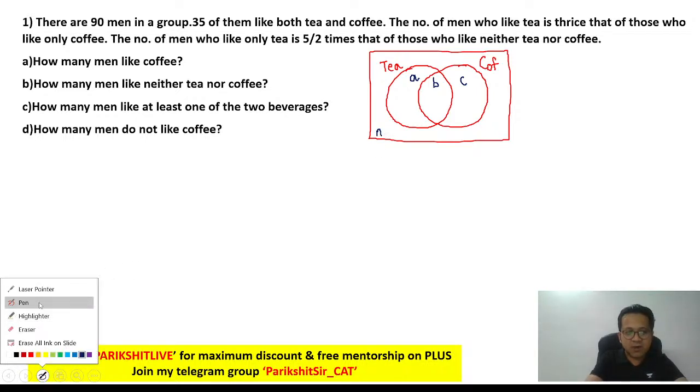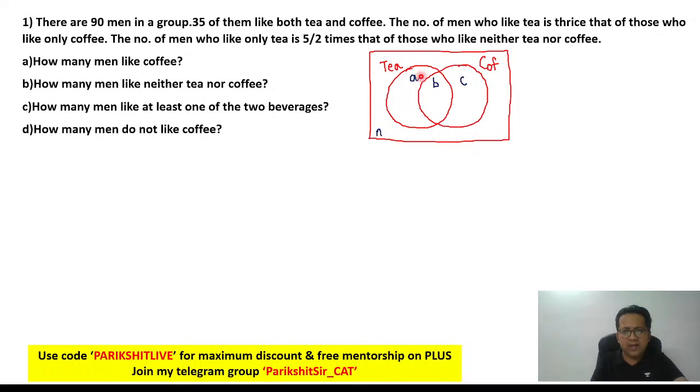What do these parts represent? What is A? A is only and only this part, meaning people who like only and only tea. Be very careful. A is this part, meaning people who like only tea is A. What is C? C is this part. People who like only and only coffee is C. What is B? B are the set of people who like both tea and coffee. And what is N?